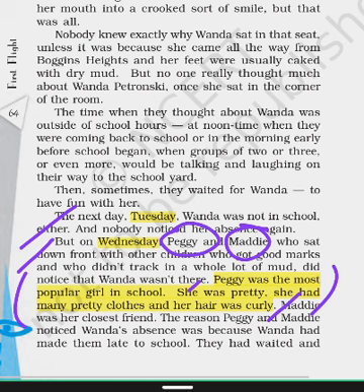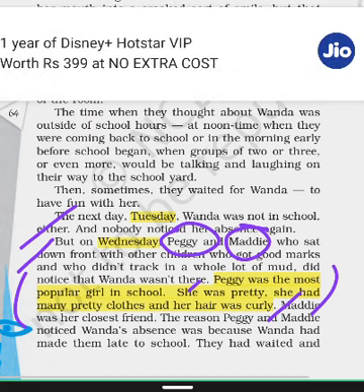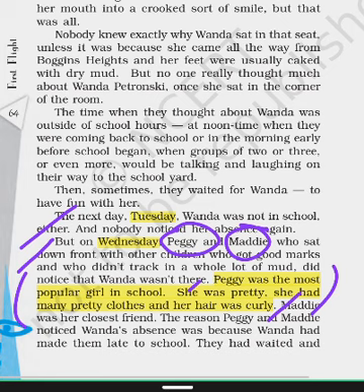The reason Peggy and Maddie noticed Wanda's absence was because Wanda had made them late for the school. Okay, means this time I think they would not notice whether Wanda has come to the school or not. This time they became late because of Wanda Petronsky, because they were waiting for her before the school time. They were thinking that they will wait for Wanda Petronsky and they will make fun of her. That is why they were waiting for Wanda Petronsky before starting the school. Okay. Now next.